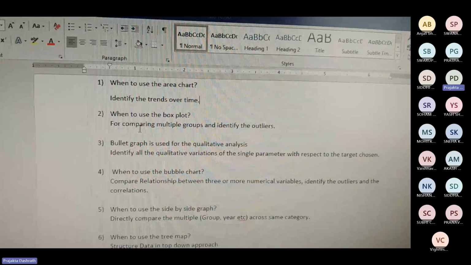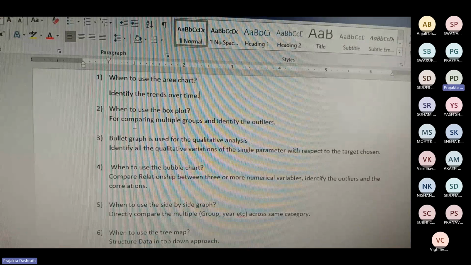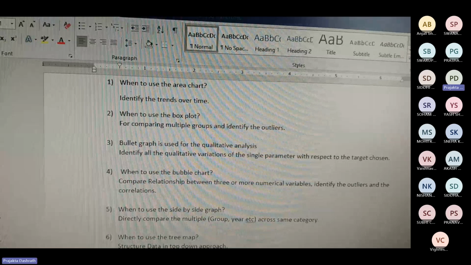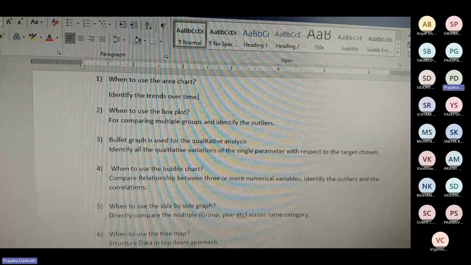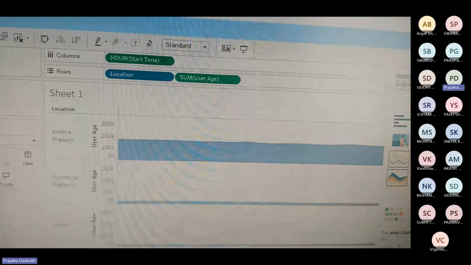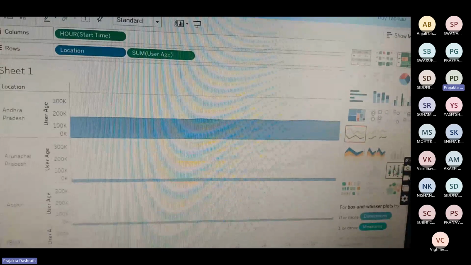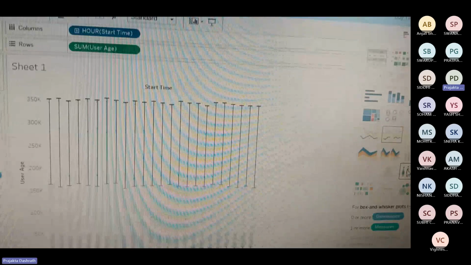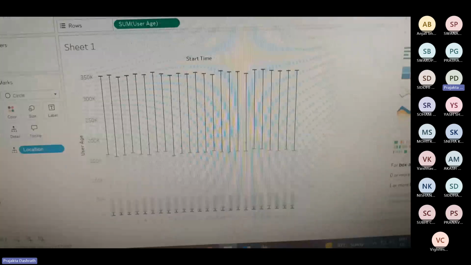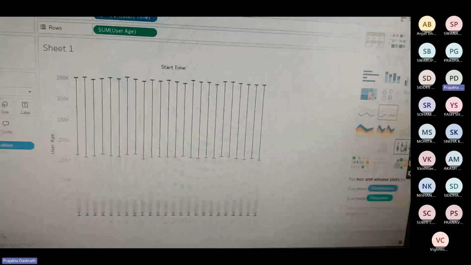When to use box plot? For comparing multiple groups and identifying outliers. I will repeat it once. For comparing multiple groups and identifying outliers. What was the chart name? Box plot. Now where is the box plot in my case? Here is the box plot. Is the box plot suitable? Yes, it is suitable. This is one of the suitable charts in my case.